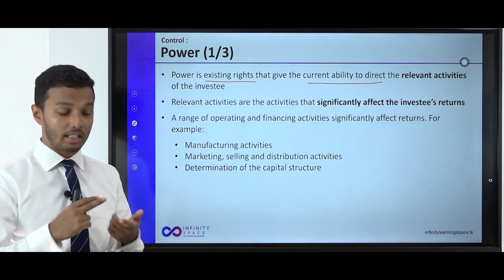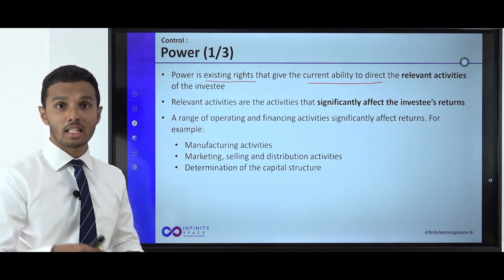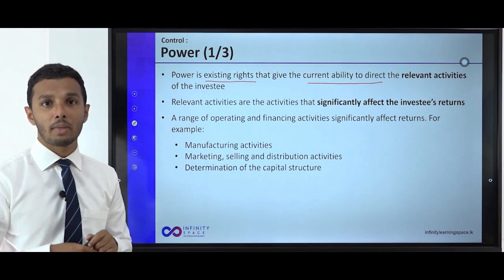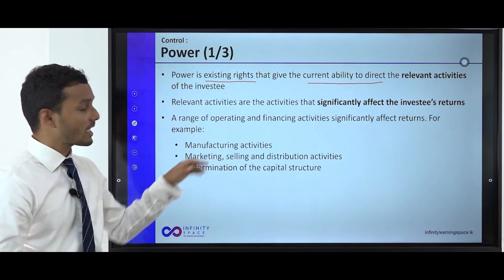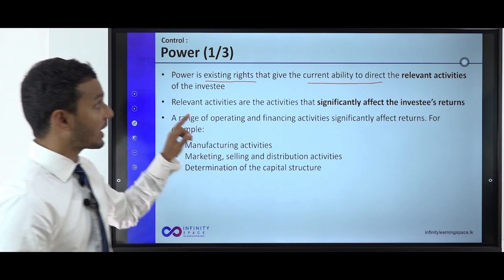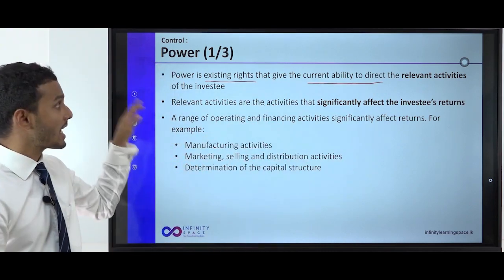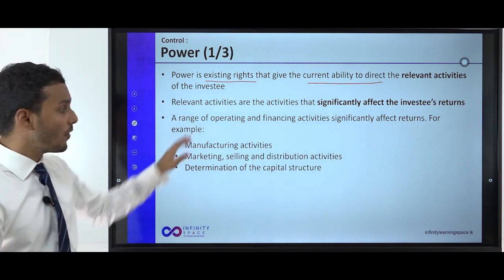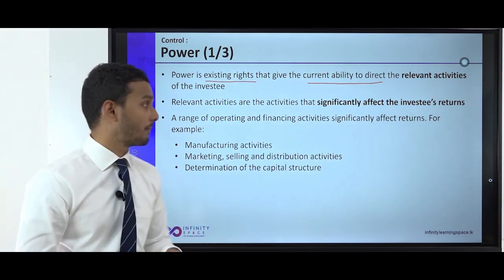These returns can be dividend, capital appreciation, and let's say a company goes into liquidation, then the residual interest the shareholders have in the assets of a company after liabilities are paid out. That's also a return. So these activities have a direct impact on all those returns. And whoever has the ability to direct the relevant activities has power over the investee, meaning whoever can decide how these activities are done is said to have power over the investee, right?